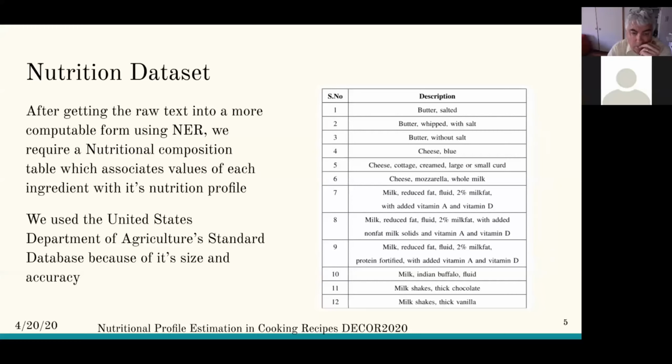And as we can see, the USDA SR database had ingredients in the way as shown. So it had butter, salted butter, whipped with salt, butter without salt, cheese blue. So it had a lot of different ingredients, and some of them are very similar, which plays a role later on. But it's very diverse. So that is why we went along with this nutritional data set.